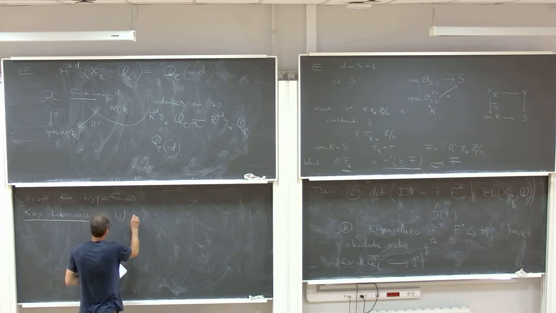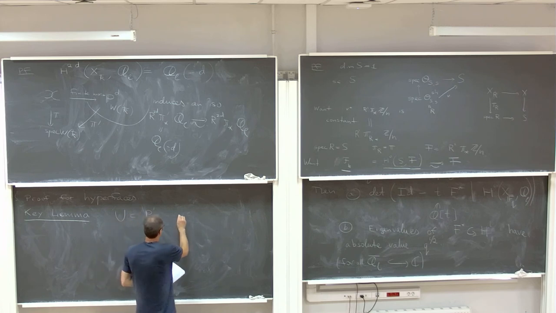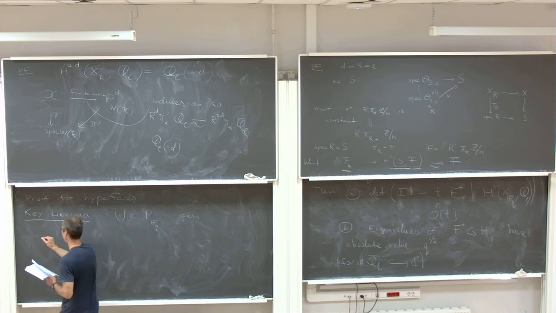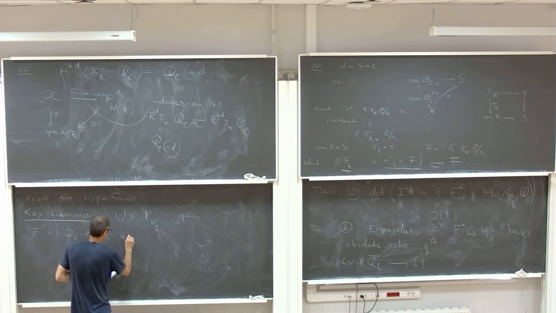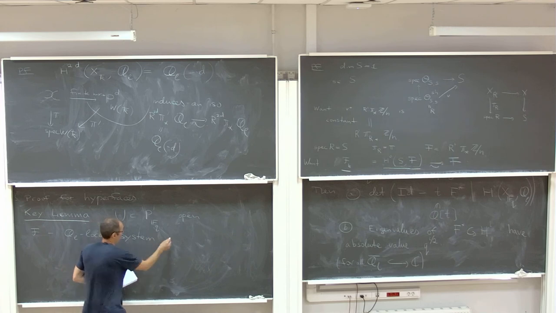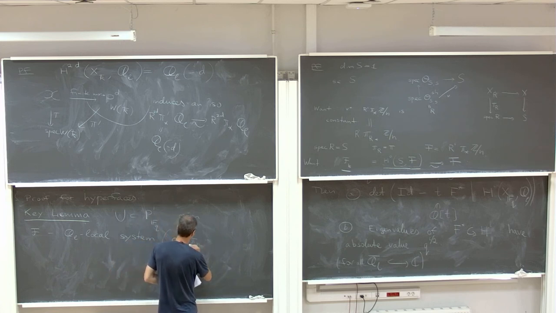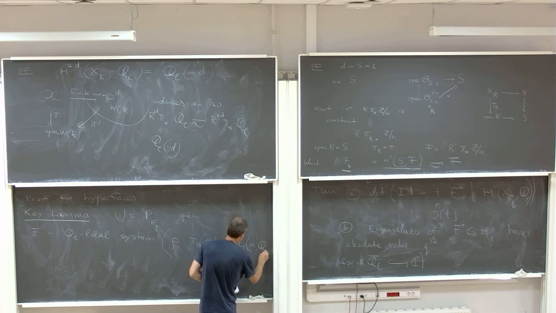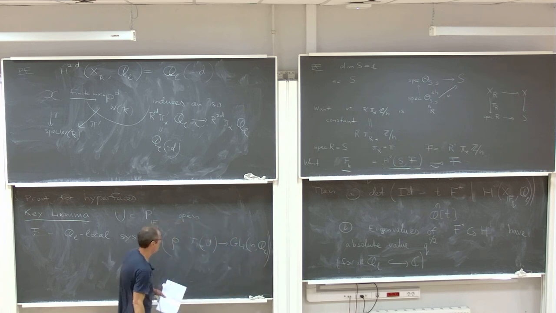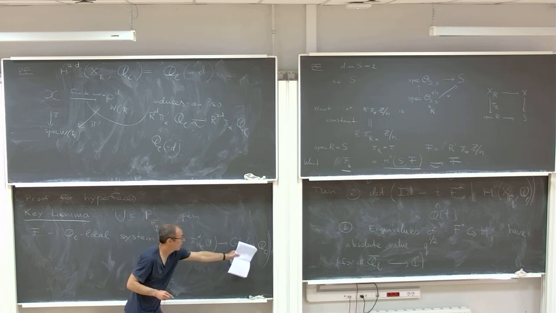Suppose I have an open subset U in P^1, and suppose F is a Q_l local system. What is a Q_l local system? You can think of this very concretely. That's just a representation of the fundamental group of U in GL_n(Q_l), continuous with respect to the profinite topology here and the l-adic topology here.